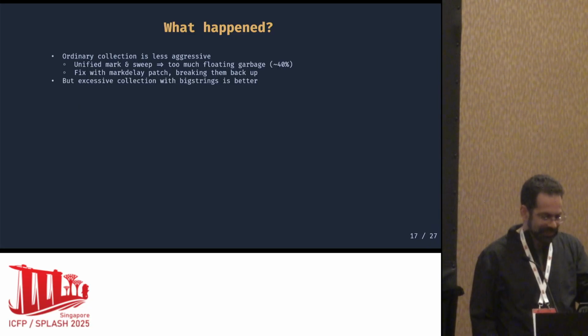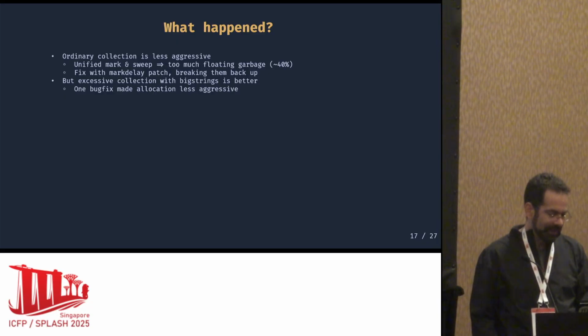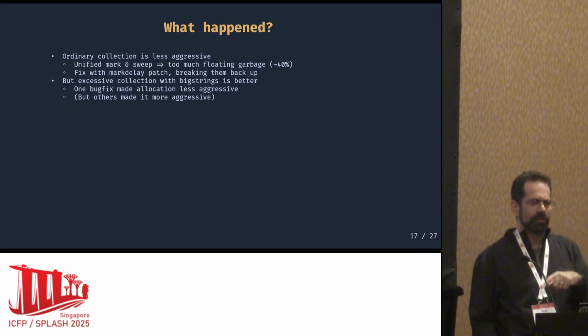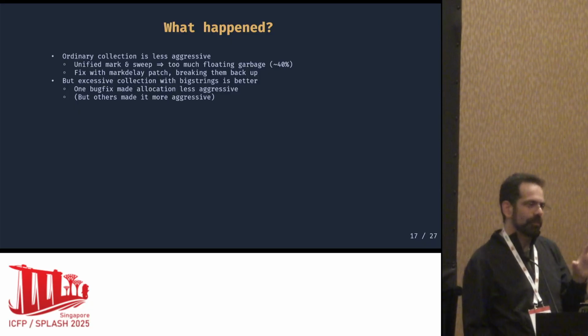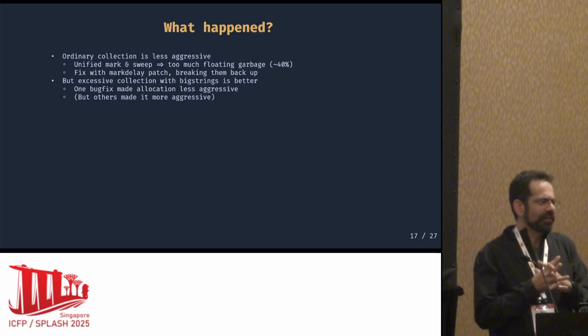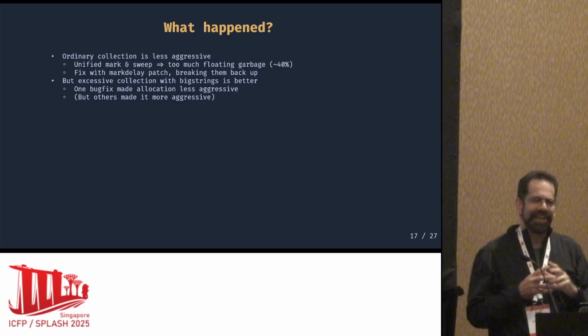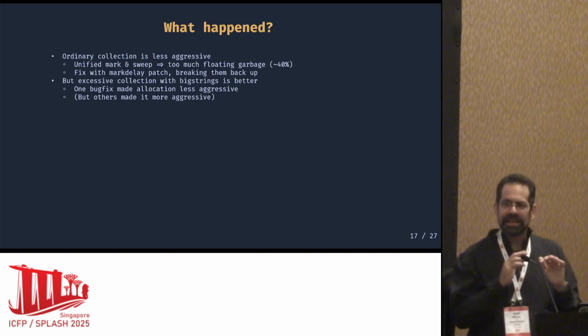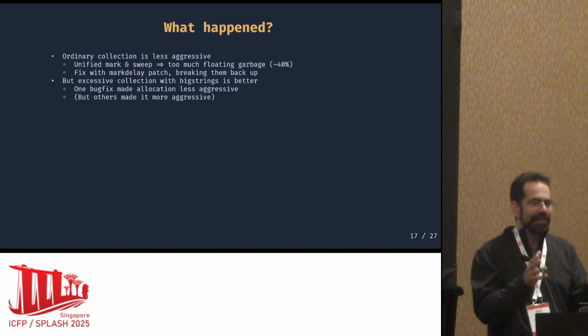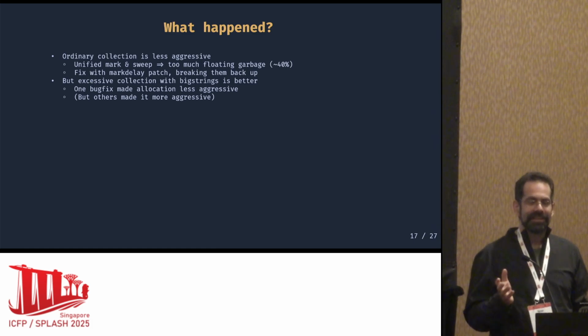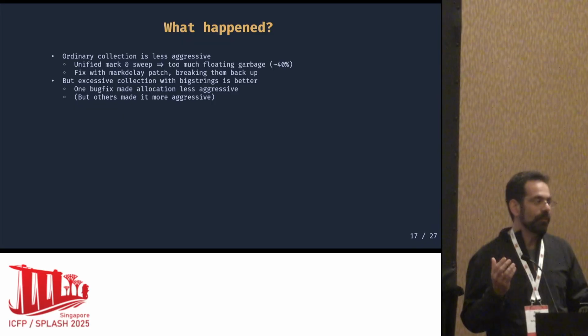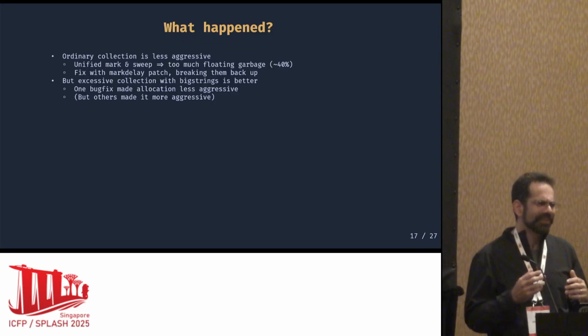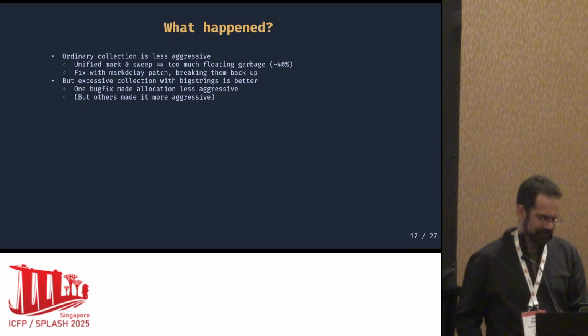So as I said, the excessive collection with big strings is better because we fixed that bug. And that bug fix made the allocation less aggressive, which made it better. But it's worth noting there were others that made it more aggressive. A general theme of this work is there are a bunch of things that are wrong, some of them offsetting, and then people are depending on it. At this point, the bugs are load-bearing, right? The entire ecosystem has adjusted to the behavior of the system. And when you change it, even in ways that are good, some things might not go well, and especially when you change it in bad ways. So it's just a complicated place to engineer.